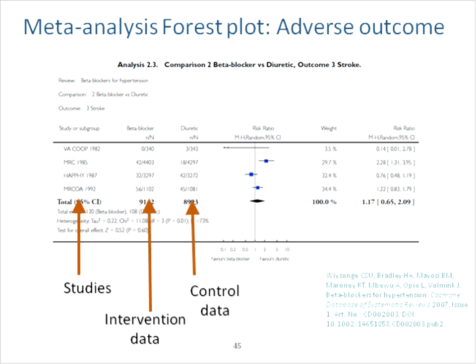And so these are where all your studies are named. And these are the data for your intervention group. These are the data for your control group. And as you can see, it's the number of people experiencing that event over the total number.